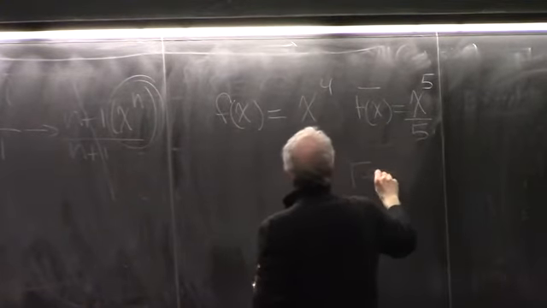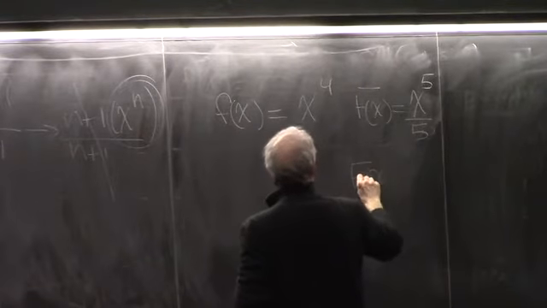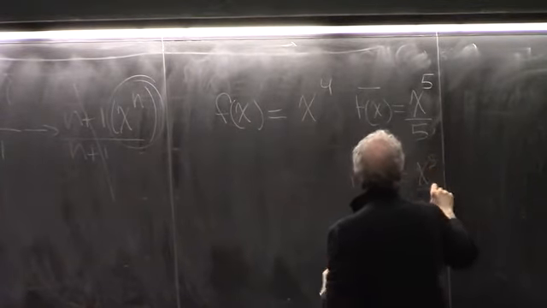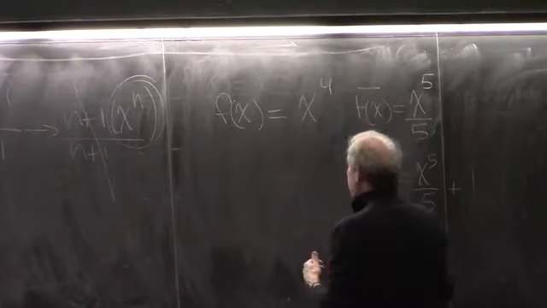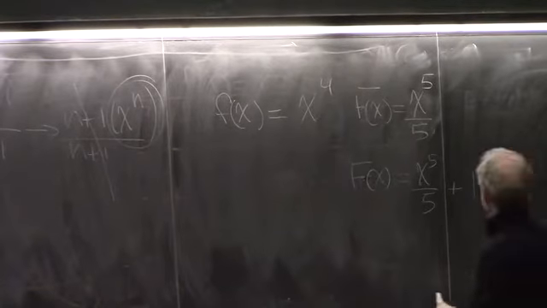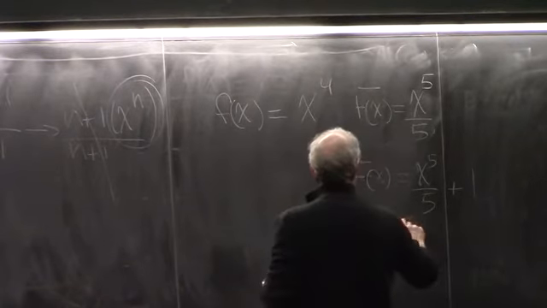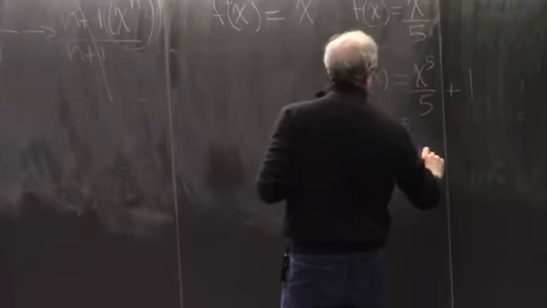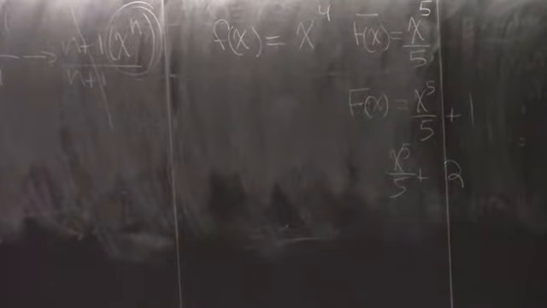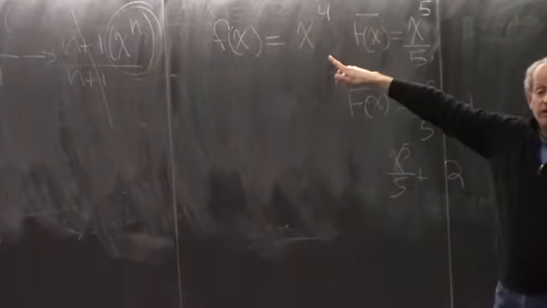But if you take the derivative of x to the 5th over 5 plus 1, you also get x to the 4th. The derivative of 1 is 0. And if you had x to the 5th over 5 plus 2, the derivative again is x to the 4th. So every time you take the derivative of any of these functions, you come out with x to the 4th.